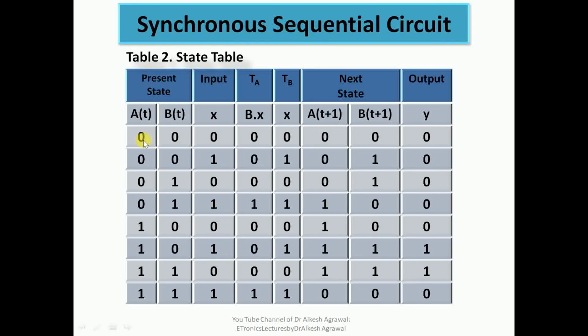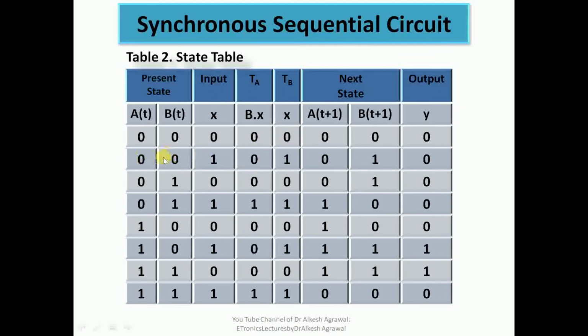So first, the input to TA is B and X. B's previous state is 0. We assume that both outputs are 0 0, that is, the previous states of the A flip flop and B flip flop are 0 0, and we give input X as 0. So B and X is 0, and X is 0. So at both the inputs TA and TB, we have inputs 0 and 0. The toggle flip flops are not activated, and the next state is the same as the previous state. So A(t) is 0, A(t+1) is 0, B(t) is 0, and B(t+1) is 0, because TA and TB are not activated. They will only be activated when the values are 1.